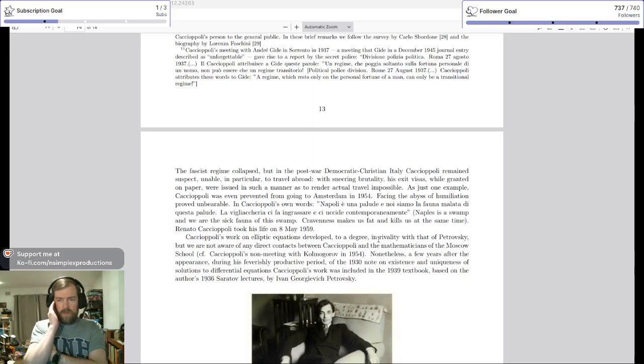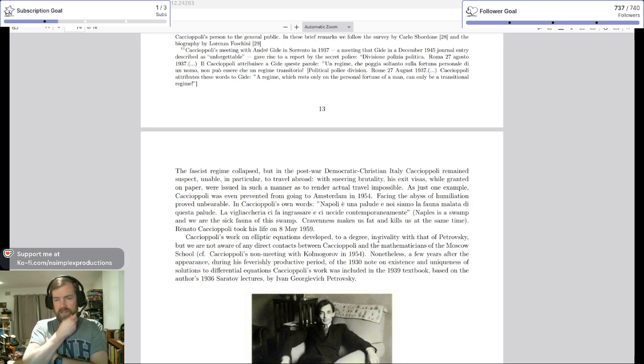The fascist regime collapsed, but in post-war democratic Christian Italy, Cacciopoli remained suspect, unable, in particular, to travel abroad. With sneering brutality, his exit visas, while granted on paper, were issued in such a manner as to render actual travel impossible. As just one example, Cacciopoli was even prevented from going to Amsterdam in 1954. Facing the abyss of humiliation proved unbearable. In his own words, Naples is a swamp, and we are the sick fauna of this swamp. Cravenness makes us fat and kills us at the same time. He then took his life on 8th of May, 1959.